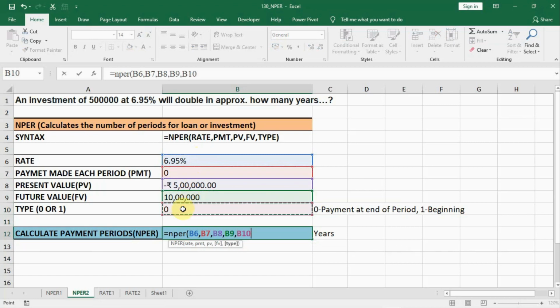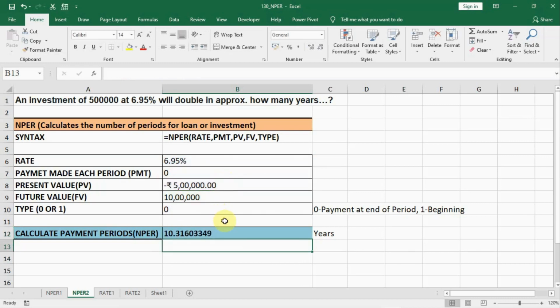is 0. One thing I would like to mention here: make sure to put a minus sign. If you do not put a minus sign, you will either get a wrong answer or you will not get any answer in the case of NPER. So it will take approximately 10.3 years for this amount to double.